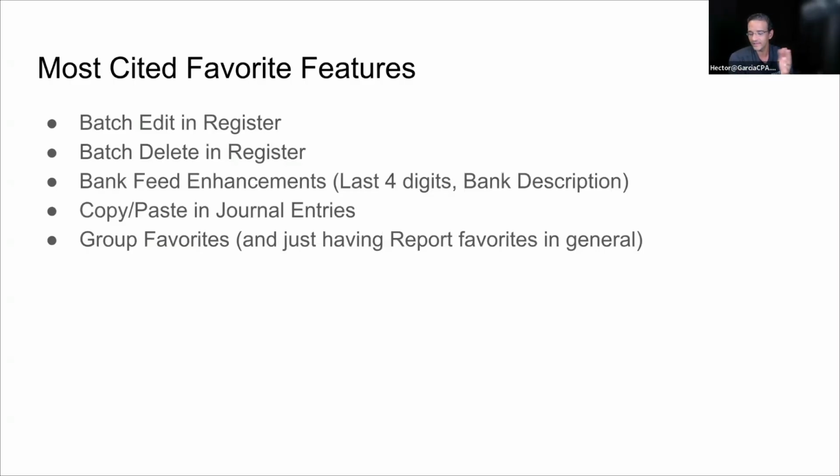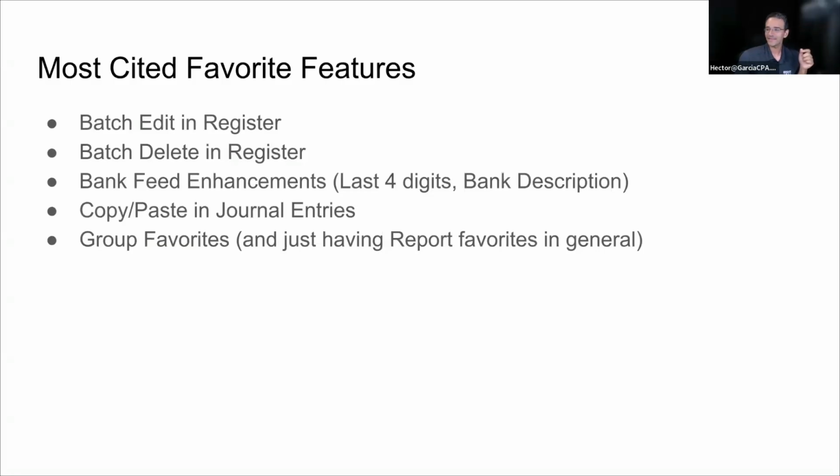People just put batch delete, which I think we have different types of batch delete, although the batch delete in the register is the most stable one that we've had. And then there was miscellaneous bank feed enhancement mentioned. Some people mentioned the last 4 digits. Some people mentioned the bank description. Some people mentioned Google Memo on bank feeds. One person mentioned ChatGPT, Ask ChatGPT or Ask Perplexity. I forget which one it was. So we're gonna put bank feed enhancements as a third one.